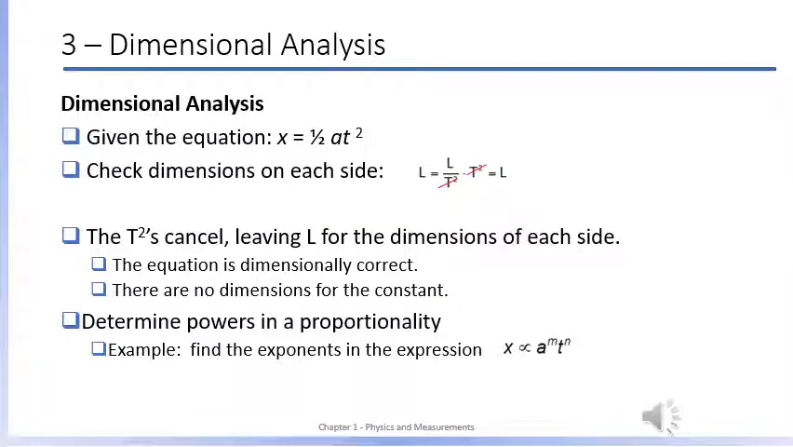So you can try to find the exponents in the expression x proportional to a to power m times t to power n. So you have now this equation with a to power m and t to power n. You should do a dimensional analysis to find the values of m and n.